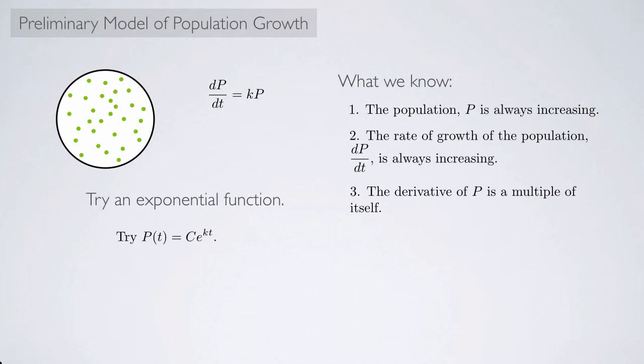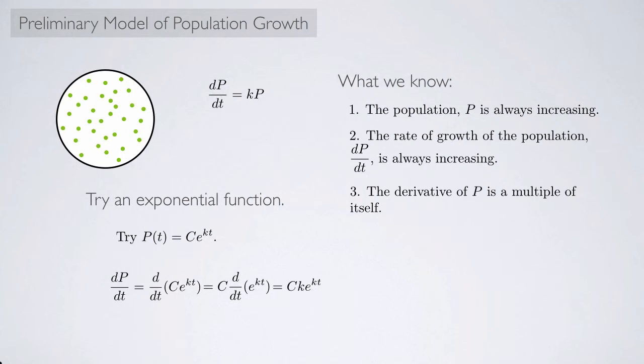So let's try letting P of t equal c, a constant c, times e to the kt power. Now later on we'll look at how to actually derive the solution to this differential equation, but for now let's just use this trial function because it seems to make sense. So let's check it out. dP/dt is the derivative with respect to time of c e to the kt, and this constant c can just be pulled outside the derivative. It doesn't depend on time.